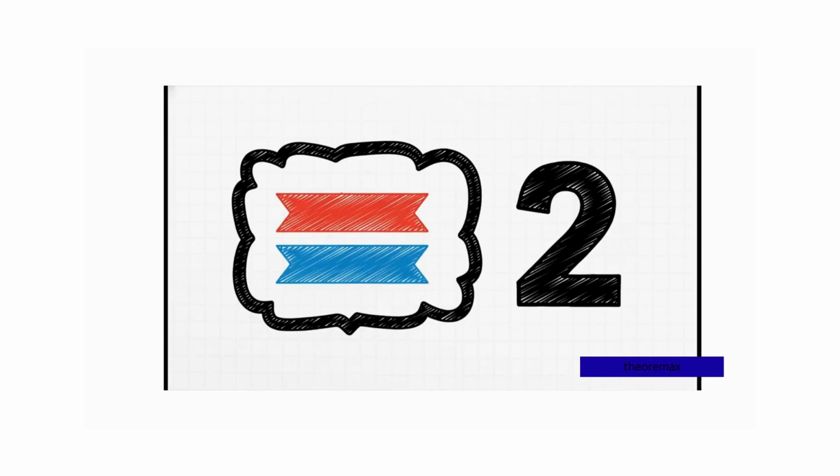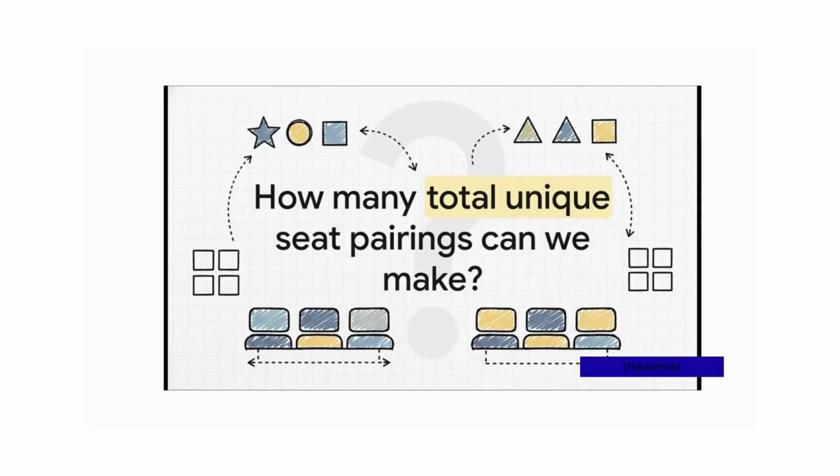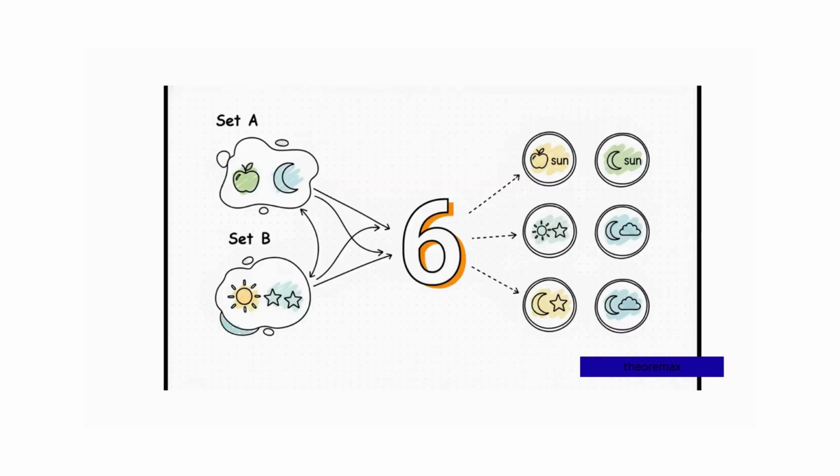Okay, so let's look at the size of our sets again. Our row set, set A, has 2 things in it. And our seat set, set B, has 3. So, with 2 rows and 3 seats, how many total unique seat pairings can we possibly make? Come on, I bet you've already got the answer. Of course it's 6. The formula is just so simple and elegant.